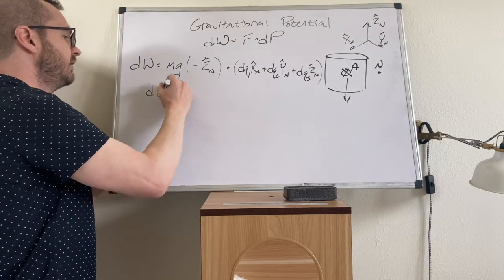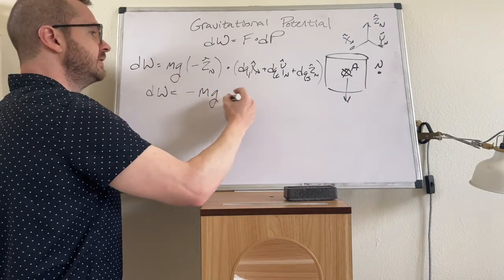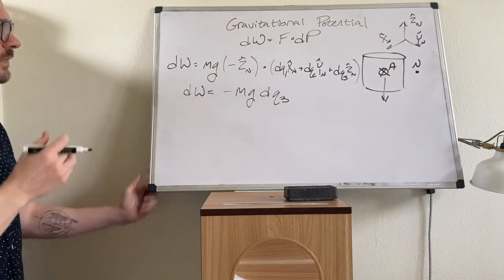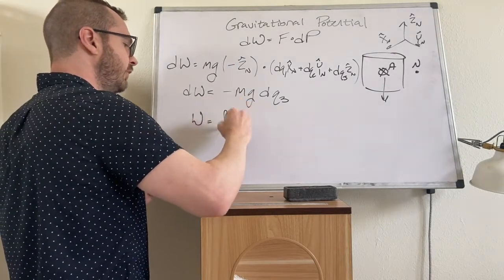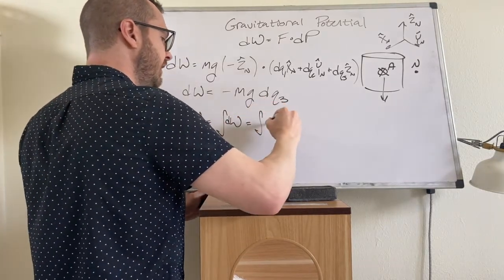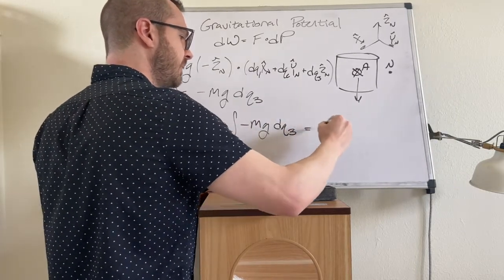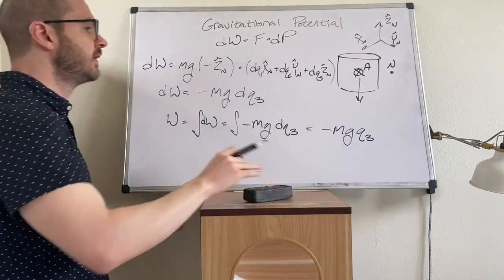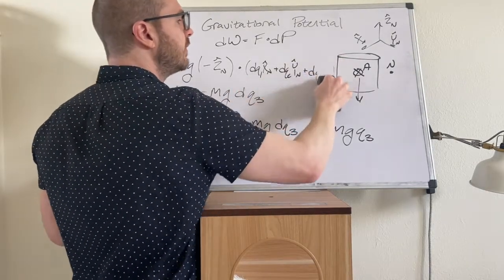So dW then is going to equal, and I'm going to pull the negative to the front, negative mg dq3. Okay, so what's the work done? The work is equal to the integral of dW. So this is the integral of minus mg dq3. So we have minus mg q3. And we could, if we want, replace this q3 down at the end. We could rewrite this.